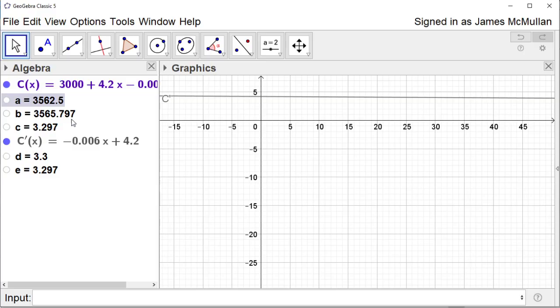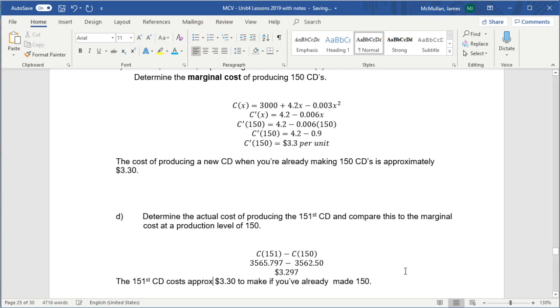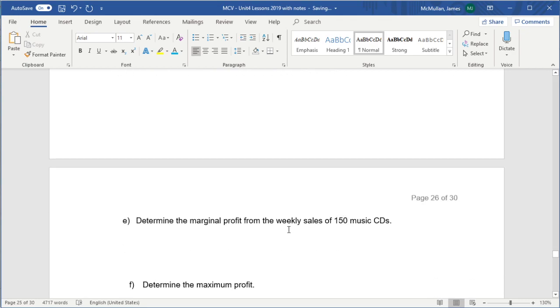So not 0.5 but 0.797. And then you actually get the answer is 3.297. Now of course it still rounds to approximately $3.30, right? I just wanted to say that they are slightly different. You should expect them to be slightly different, but they should be very close together, and they will often round to just be the same value.